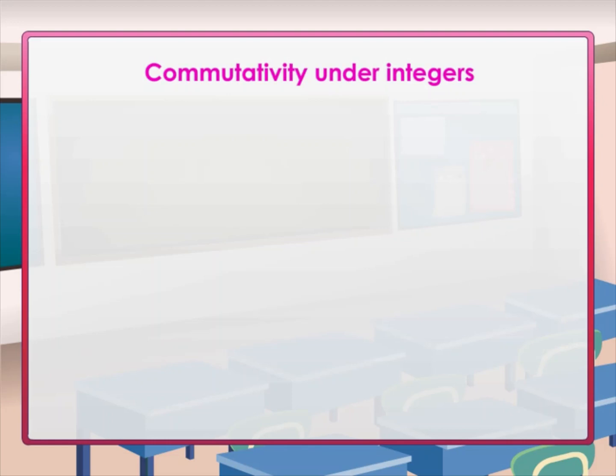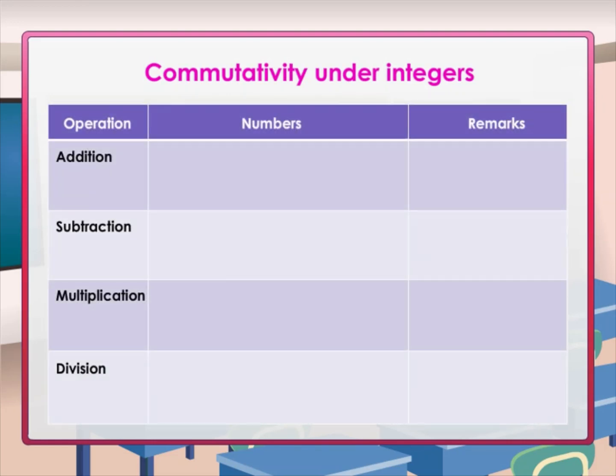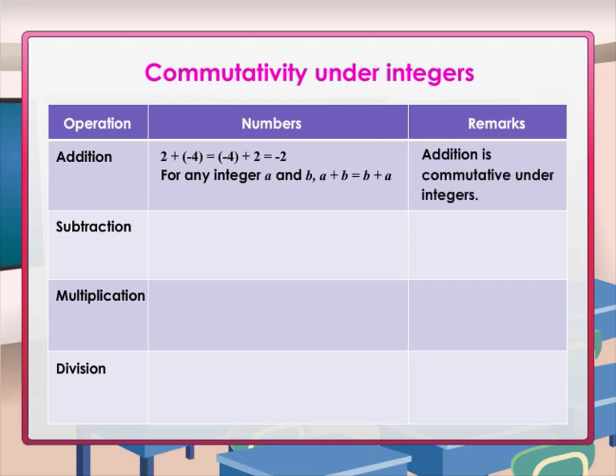Commutativity under integers. As we have done before for commutativity under whole numbers, here we will do commutativity under integers. In addition, 2 plus minus 4 is equal to minus 4 plus 2 is equal to minus 2. For any integers a and b, a plus b is equal to b plus a. Addition is commutative under integers.